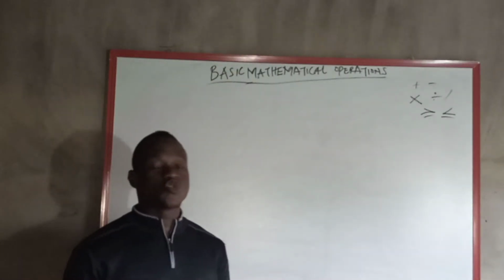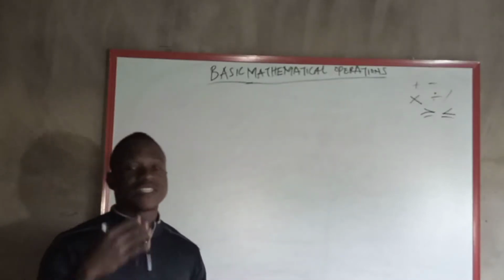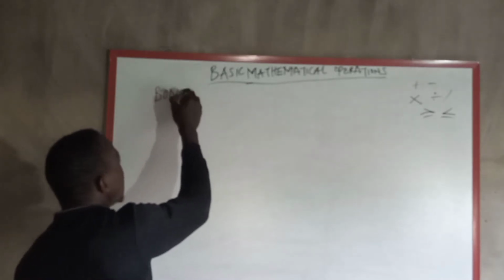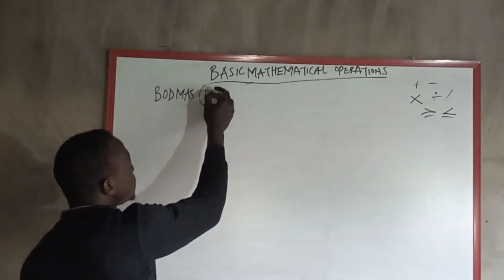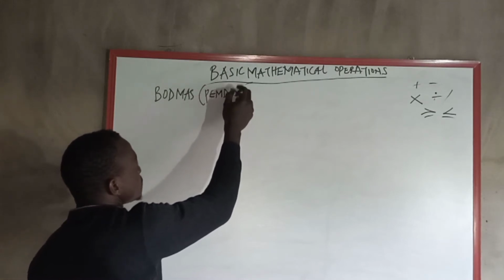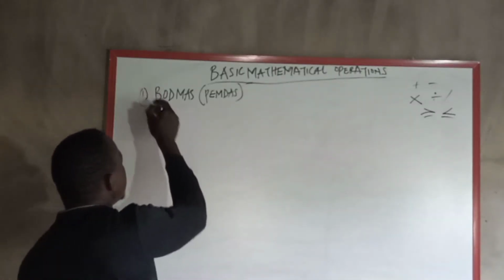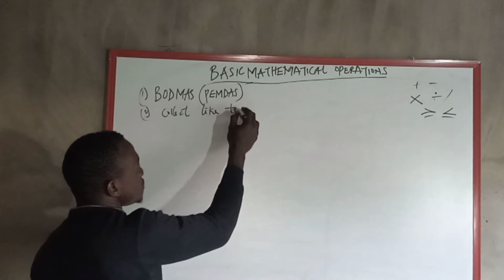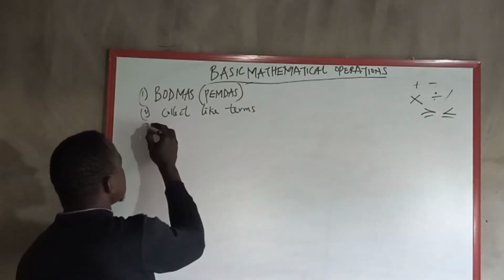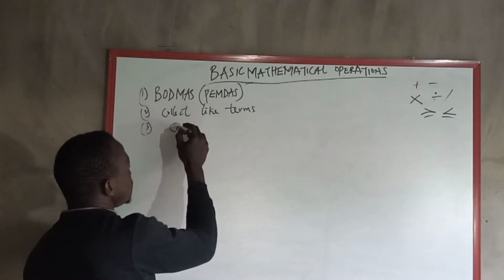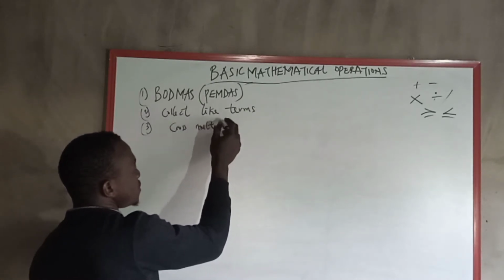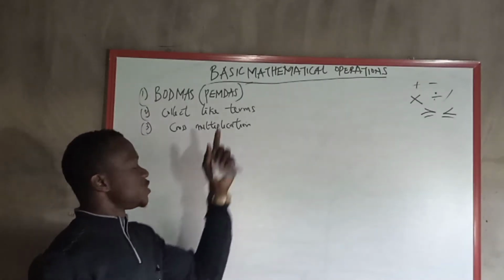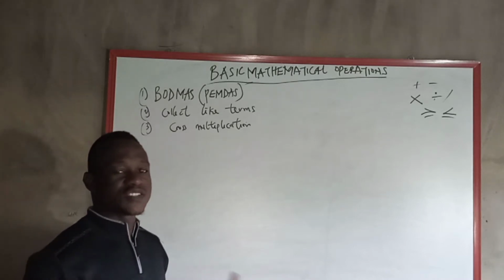So in this section of our class, we'll be showing you how to carry out those basic mathematical operations. We'll be teaching you how to use the idea of Bodmas or PEMDAS, as the case may be. Also, we'll be teaching you on how to collect like terms, as well as cross multiplication. When should you cross multiply? Now, while showing you all this, we'll be teaching you about numerator, denominator, collecting LCM, and the rest.